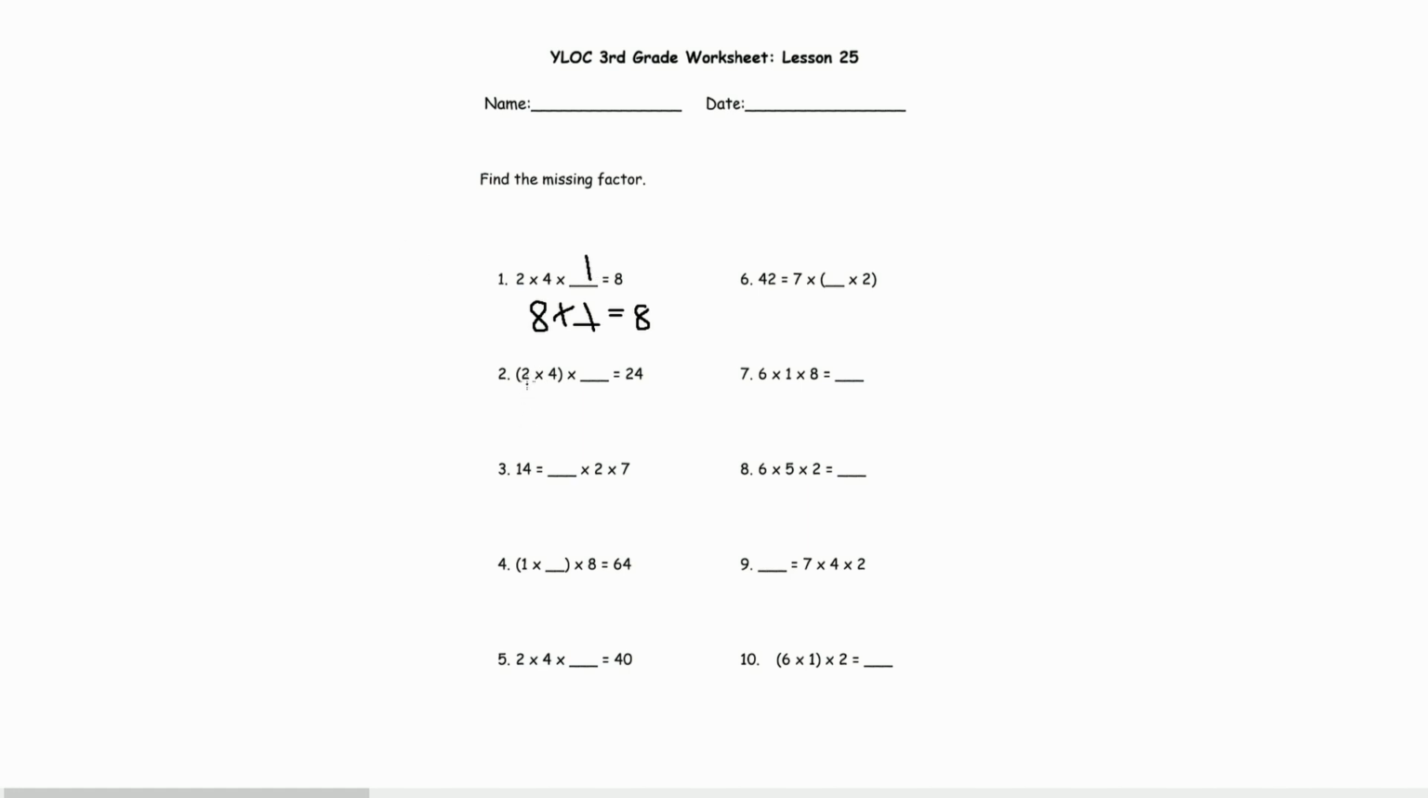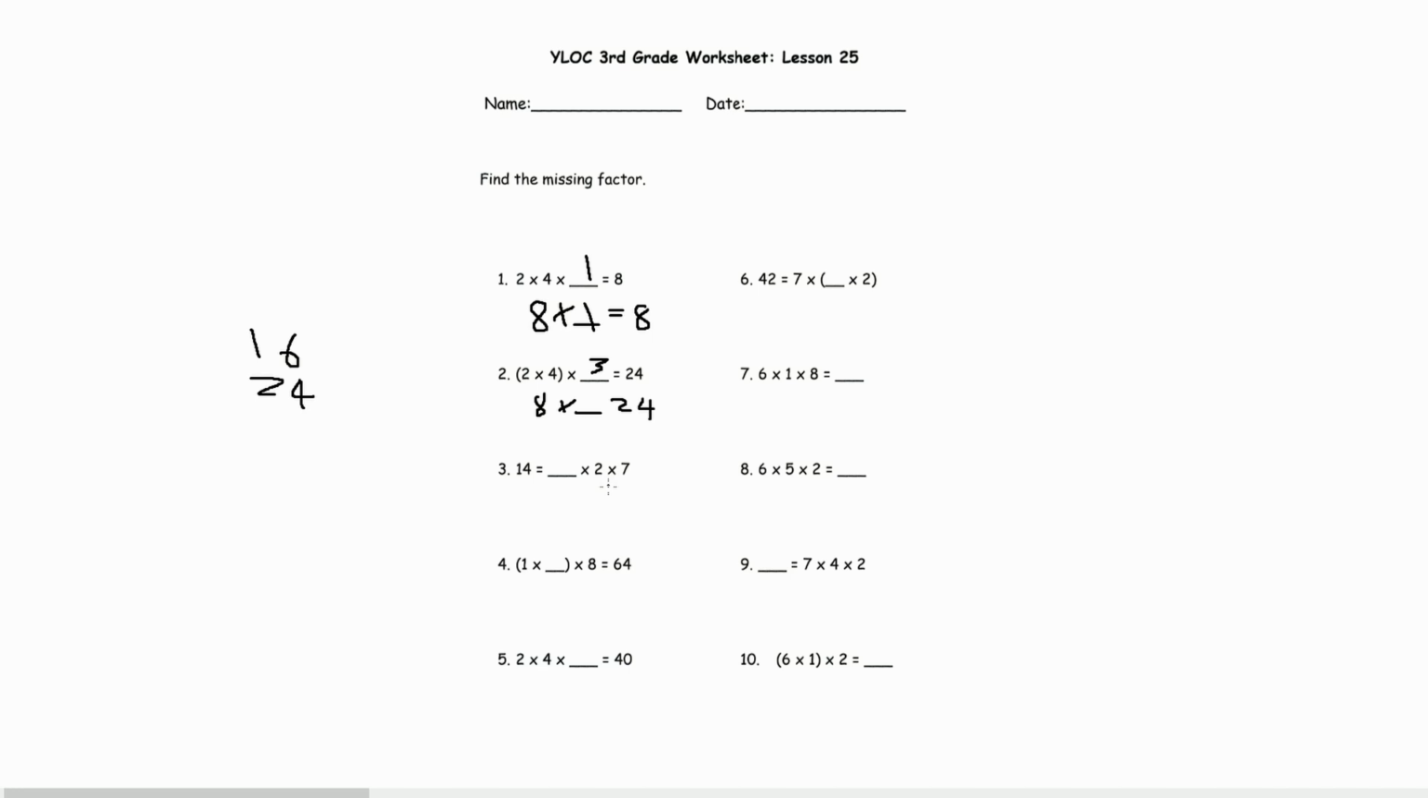And number 2, we have 2 times 4, which is 8, and then times blank is 24. Let's try 2, and that is 16. 8 times 3 is 24, so 3 would be the answer.